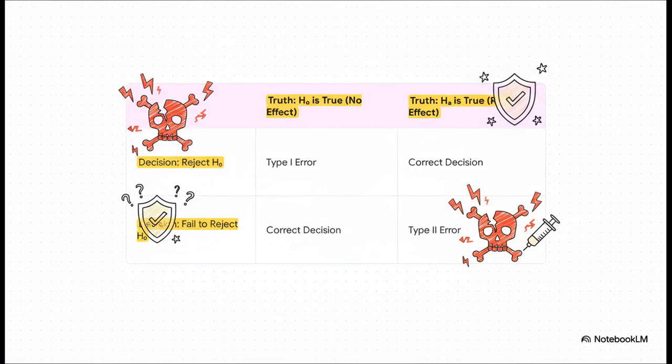Let's break this down. Any test gives you 4 possible outcomes. 2 of them are great. We got it right. We either correctly say there's no effect when there isn't one, or we correctly spot an effect that's really there. But those other 2 boxes, well, those are the errors. And they represent this fundamental trade-off that exists in every single statistical decision.